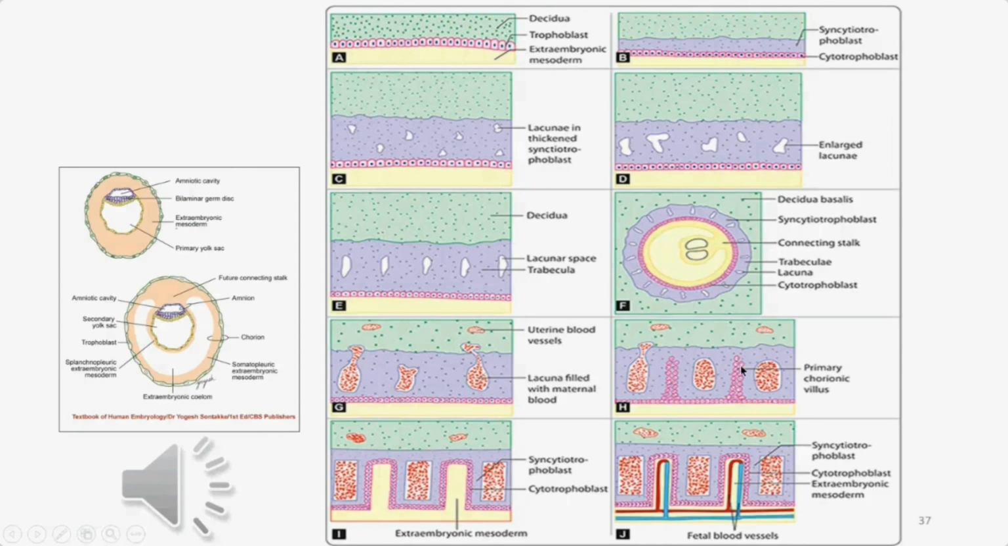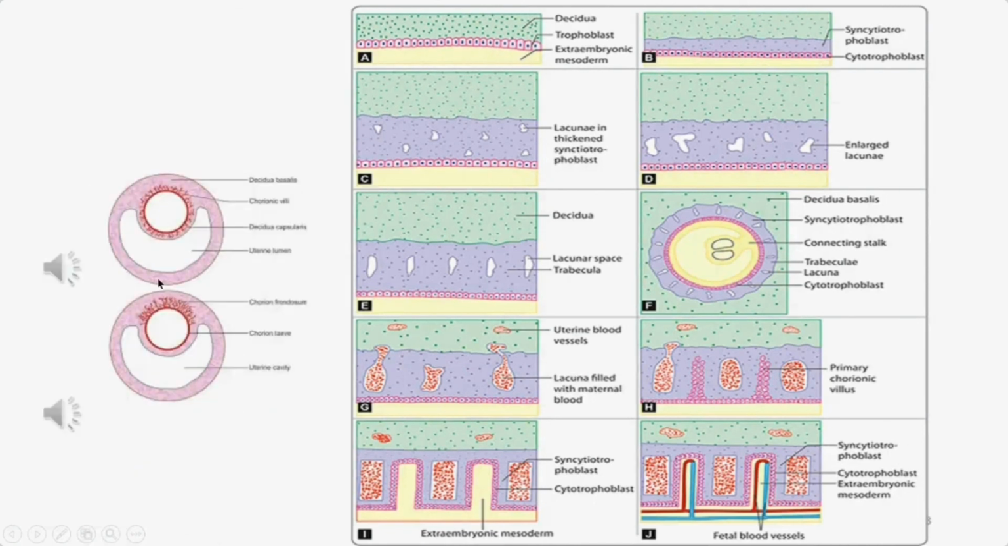Okay, so there is a primary villi. It is known as a primary chorionic villi because it forms from the chorion. Then the secondary villi is a secondary chorionic villi, and then tertiary villi. This white part below is the uterine cavity.